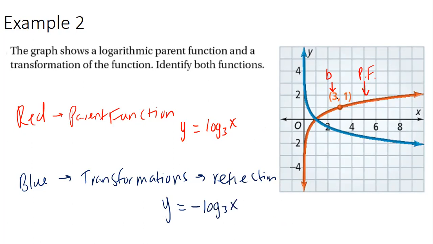So the parent function we identified as the red, and the base is 3. And then we realized the only thing that changed was it reflected over the x-axis. In order to reflect over the x-axis, our A has to be less than 0, which means it has to be negative. Okay. All right.